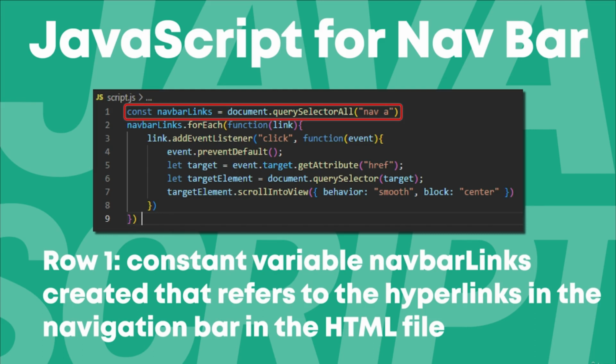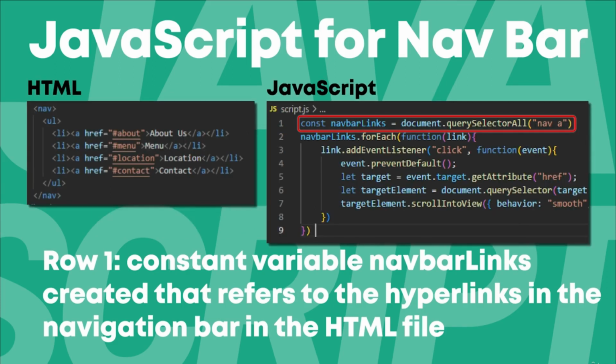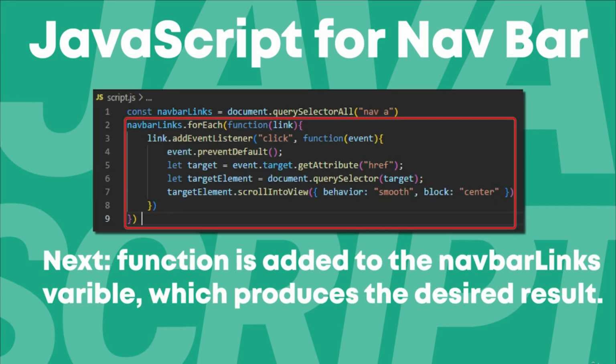And that's why we add all to the end of query selector, so that all of those elements in the navigation bar are selected. Now in the brackets behind that, it says nav and a. This will select all the elements in the HTML file that have the elements nav and a. The nav refers to the navigation bar, and the a refers to the anchor tag, as you can see here, which defines a hyperlink. So we basically select all the hyperlinks in the navigation bar, as you can see in this example.